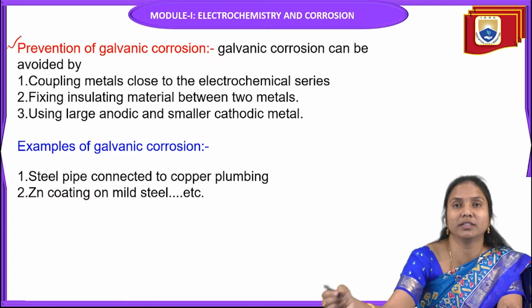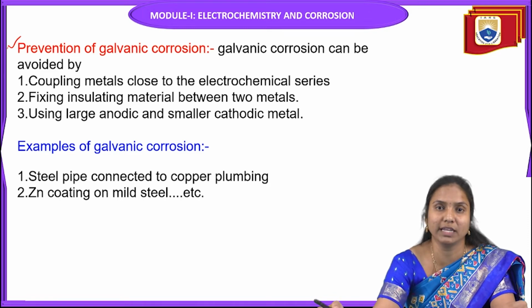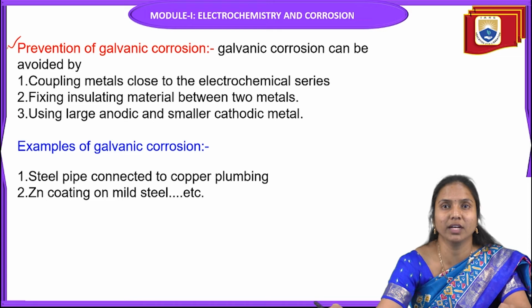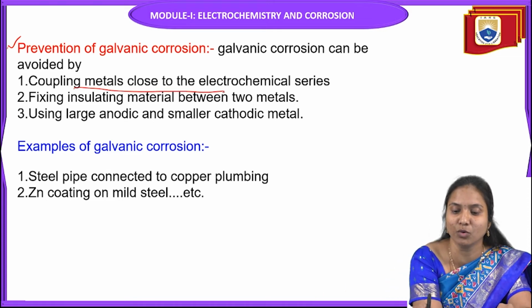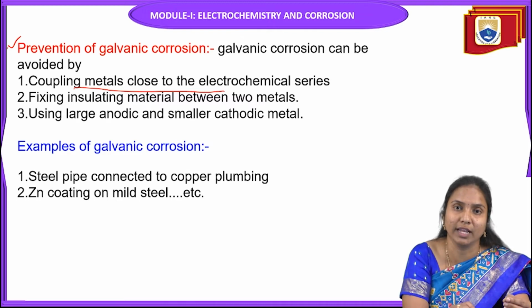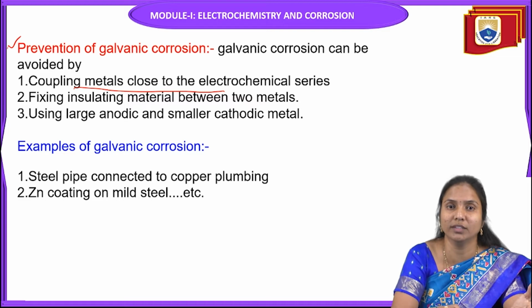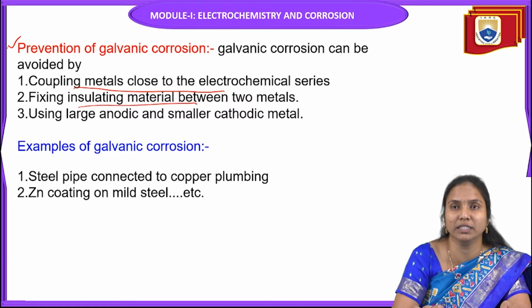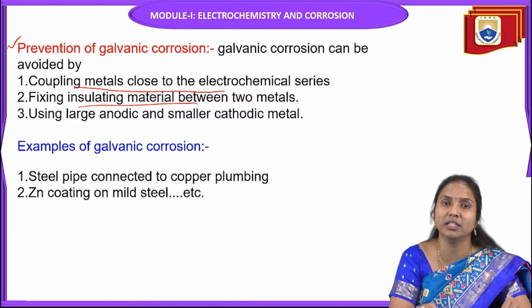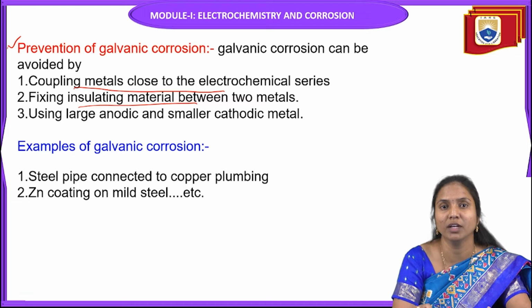So how can we prevent metals from this galvanic corrosion? This galvanic corrosion is avoided by coupling metals that are close in the electrochemical series. So when we connect those metals, we can protect the metal from corrosion. And fixing insulating material between two metals; in this case also we avoid this galvanic corrosion and protect the metal from corrosion.